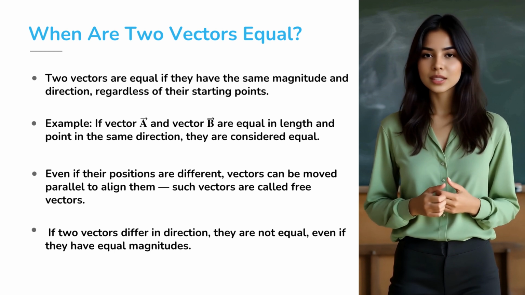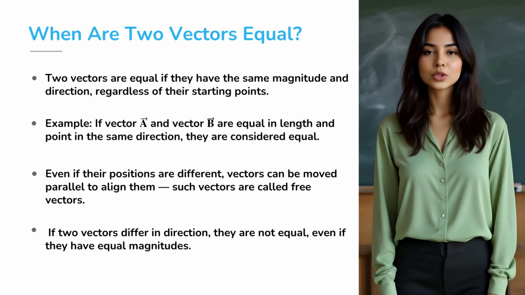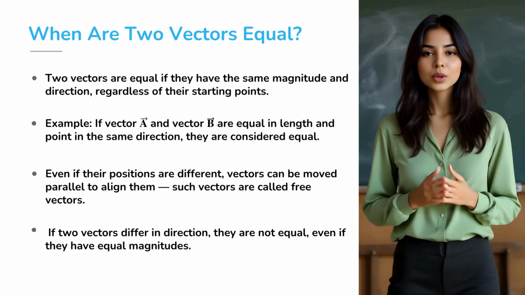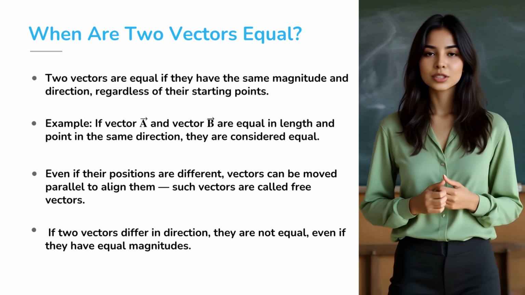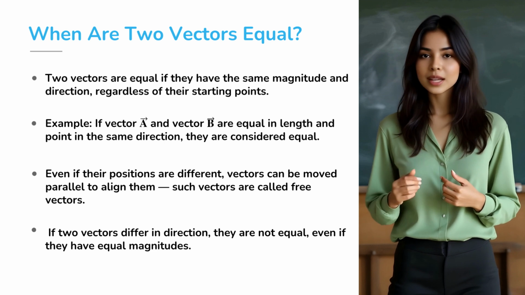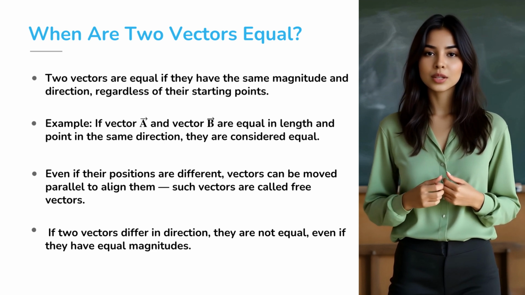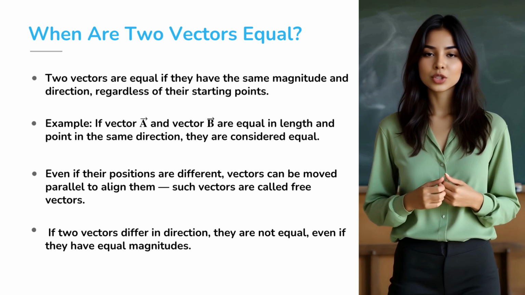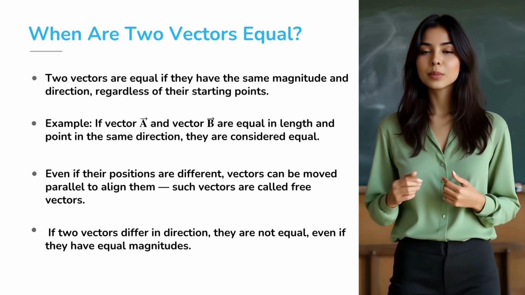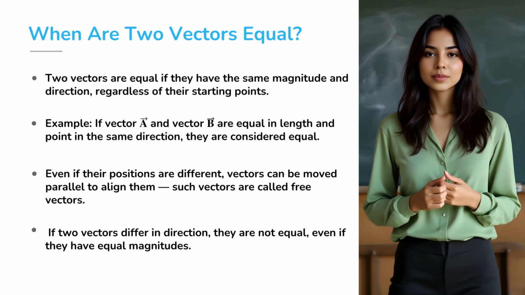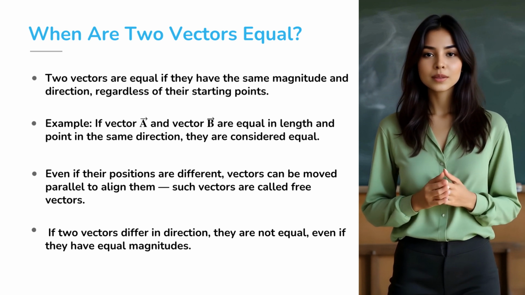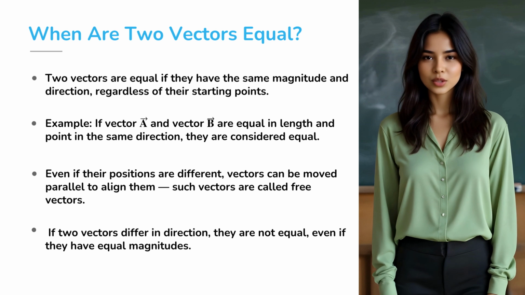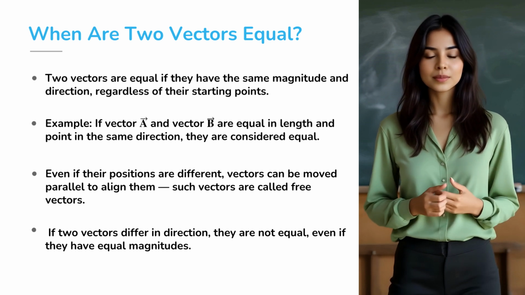They're equal vectors. Now suppose two arrows have the same length but point in slightly different directions. Even though their magnitudes match, they're not equal because their directions differ. As the diagram shows, vector A and B align perfectly, they're equal. But A prime and B prime, though same in length, are not equal because they point differently.